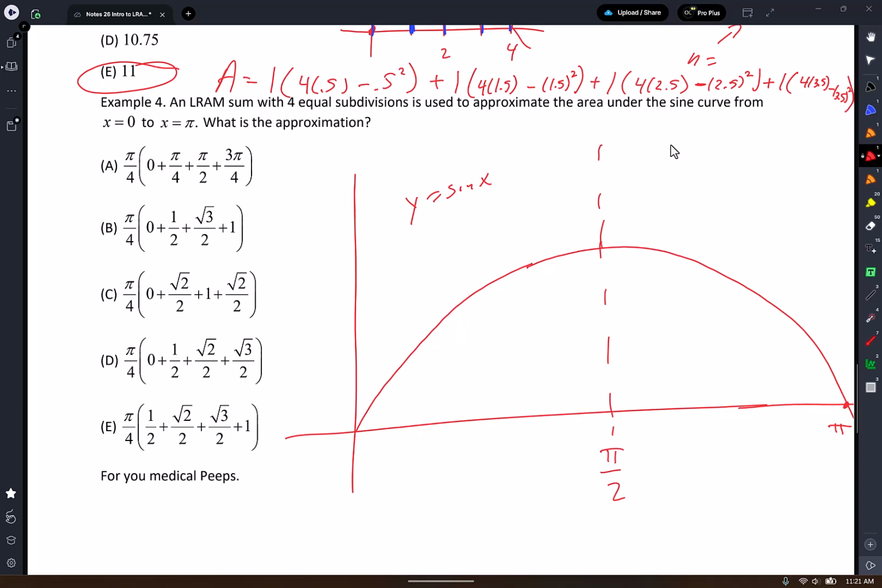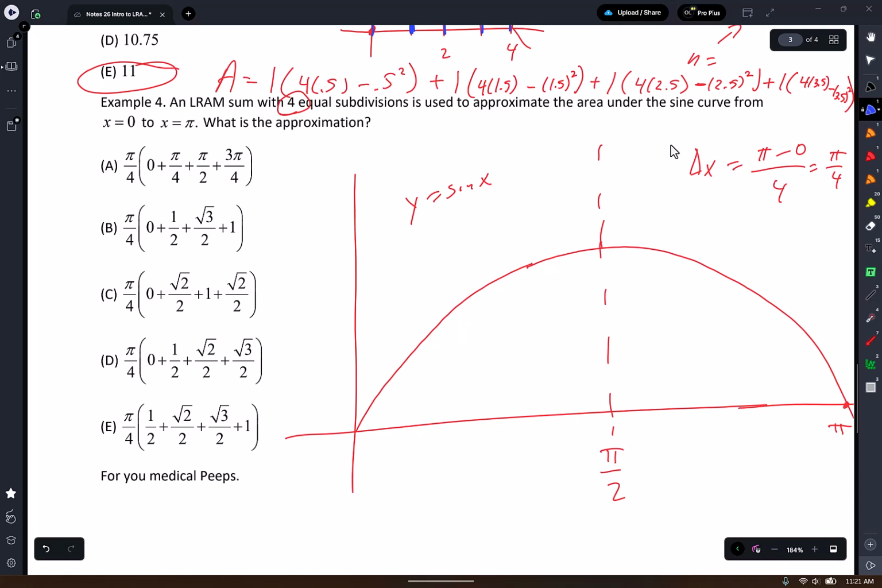How many rectangles do they want? 4. So how do you find your delta x? Pi minus 0 divided by 4. So pi over 4 is my delta x. Do you guys see how I got that? You guys probably would have figured it out either way without having to do that. So here's pi. So I'm going to go boop and boop.